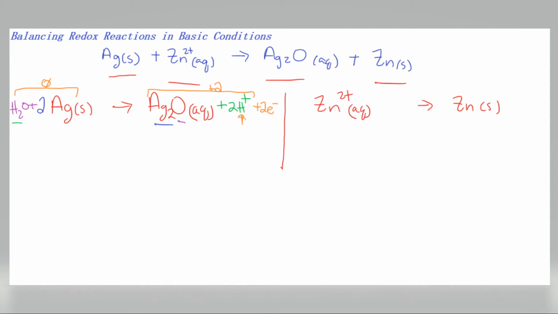Okay, so this would be where we would stop for now, and then we're going to transfer over to the right hand side for the zinc species. So zinc on its own is balanced.